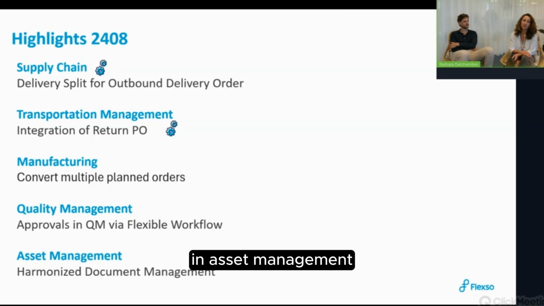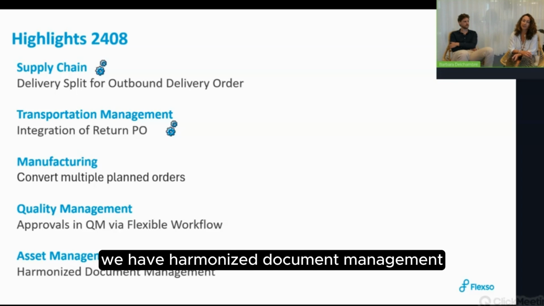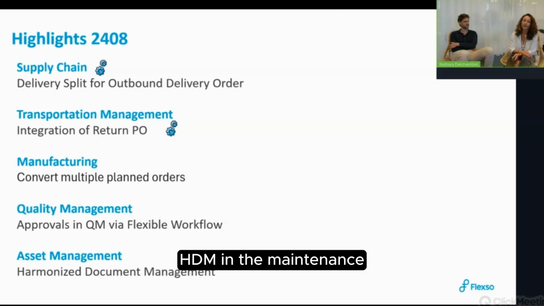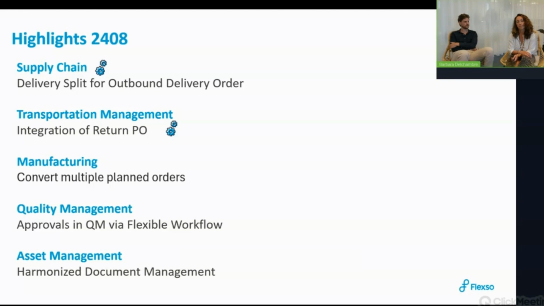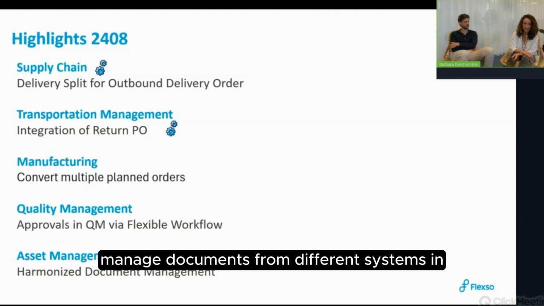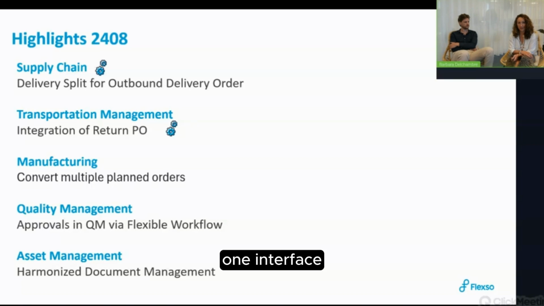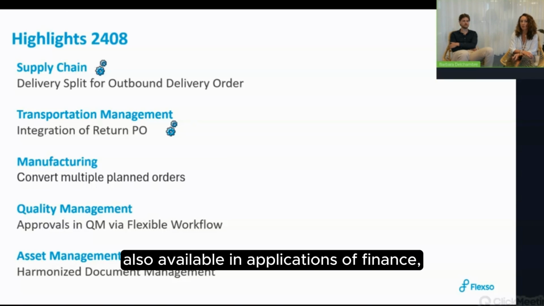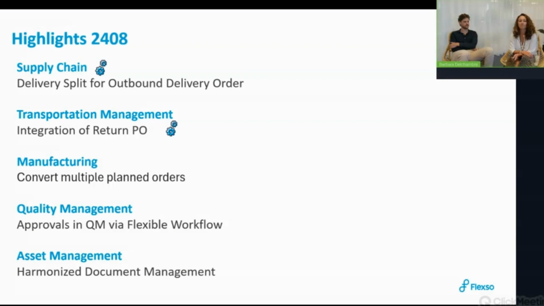In asset management, we have harmonized document management, HDM, in the maintenance apps that allows you to manage documents from different systems in one interface. And this is, by the way, also available in applications of finance, procurement, and sales.